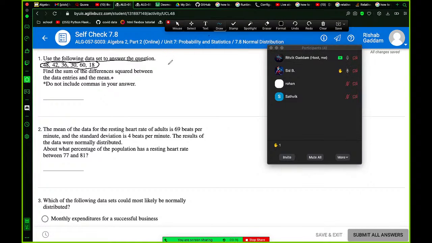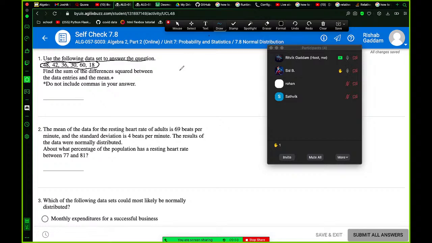Okay, so let's find the sum of the differences squared between the data entries and the mean. So do we have to find the difference between the squared mean of the data entries and the mean? No, we just have to first find the mean, and then find the difference between each of these numbers and the mean, and then take the square of all of those. So you square each one, and then add it up, and that's what you put in here.